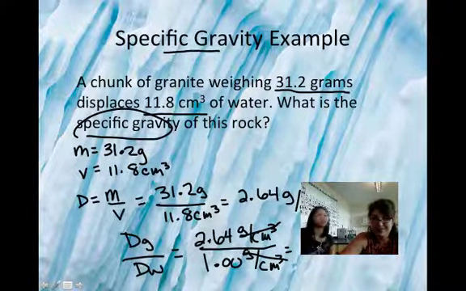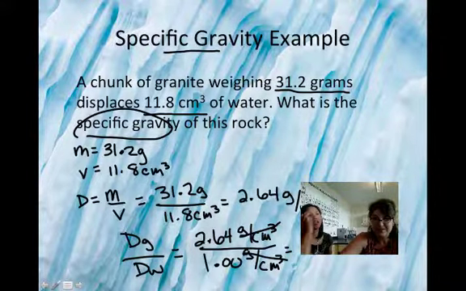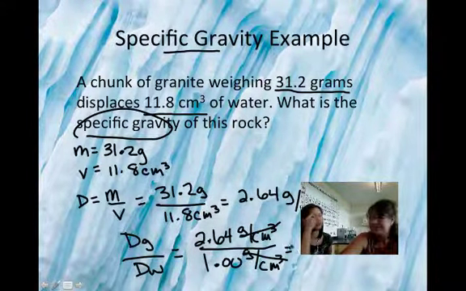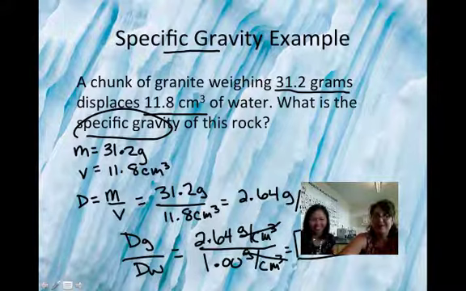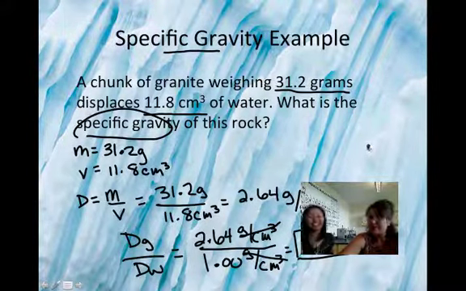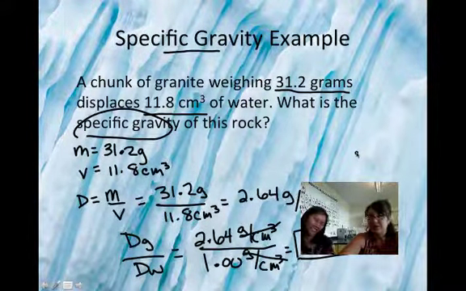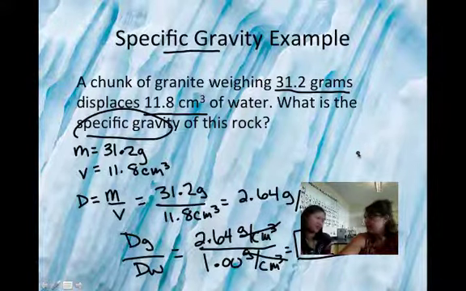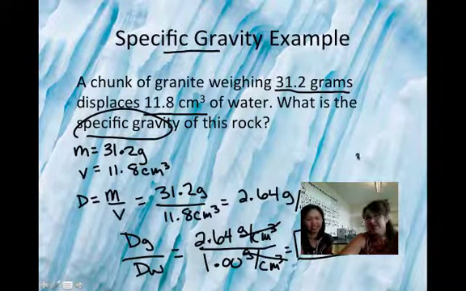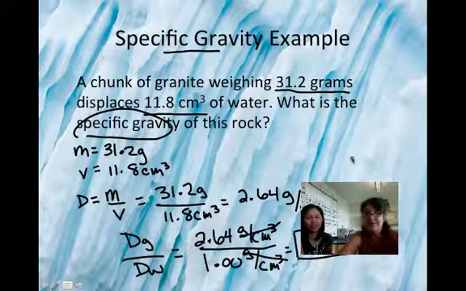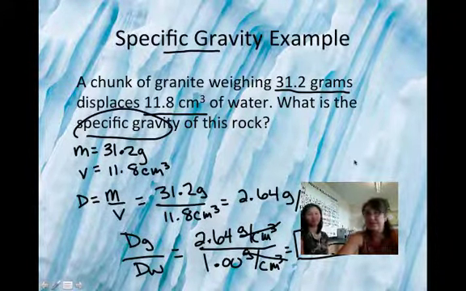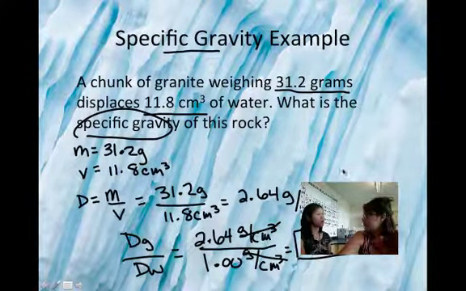Do you need your calculator for the math? I hope not. 2.64 divided by 1 is equal to 2.64. It's really that easy. Our students will try to make this harder than it needs to be, but we'll get to point and laugh because we told you so. All right, 2.64 is the answer. And that's all there is to density and specific gravity. You guys can do this.